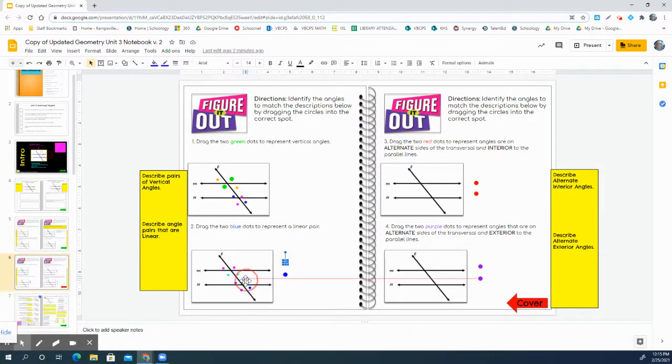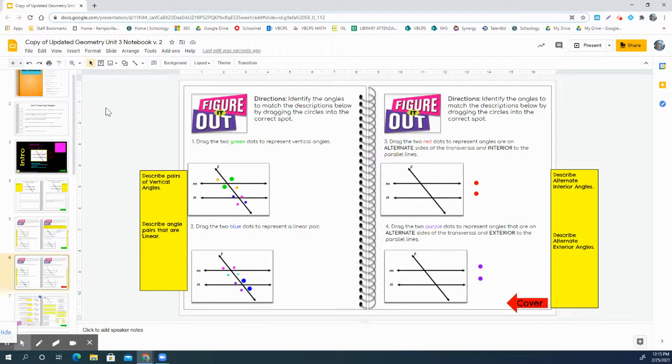So with linear pair, they need to be adjacent and they need to add up to 180 degrees. Questions on the difference between those? So vertical and linear pair should have been a review from last unit, hopefully. Vertical are going to be congruent. And linear pair are going to be supplementary.